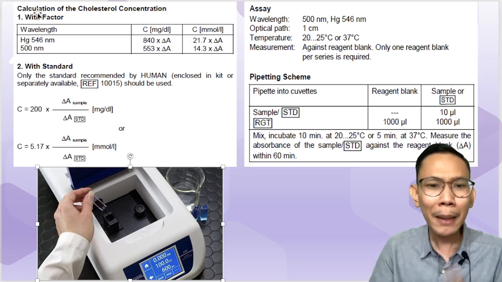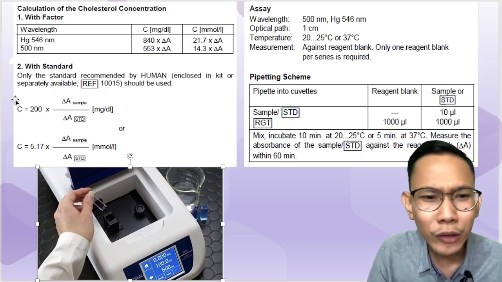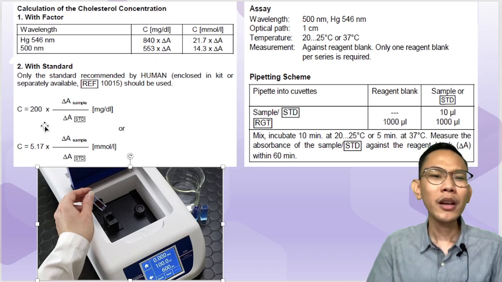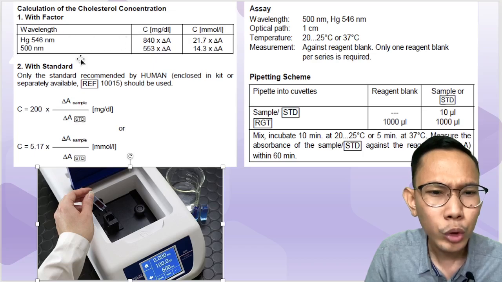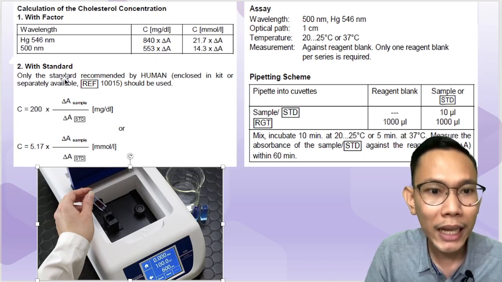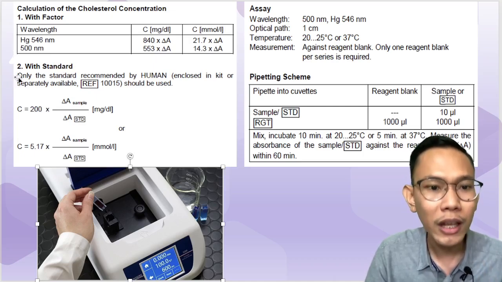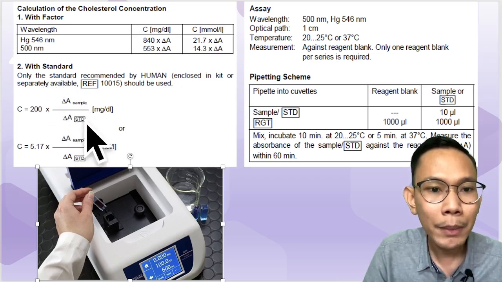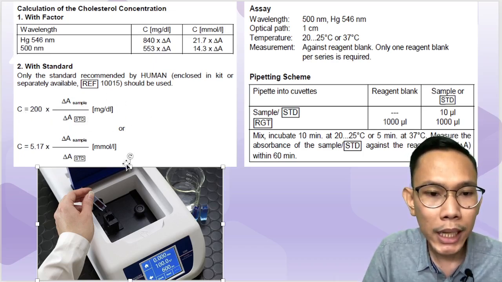Again ha, pero ang ginawa natin, may sample tayo and may standard. And most of the time, ito talaga ang ginagamit natin, yung may standard. Hindi ako nakaka-encounter dati na with factor lang ang ginagamit namin. Kasi nga, most of the time, yung mga reagents naman natin, mayroon ng standard. So, ito yung usual na ginagamit natin, yung with standard. Paano naman natin makuha yung cholesterol concentration gamit ang with standard?